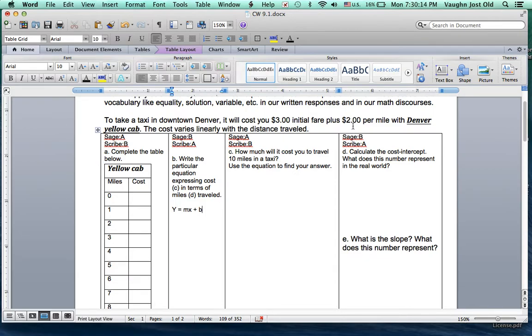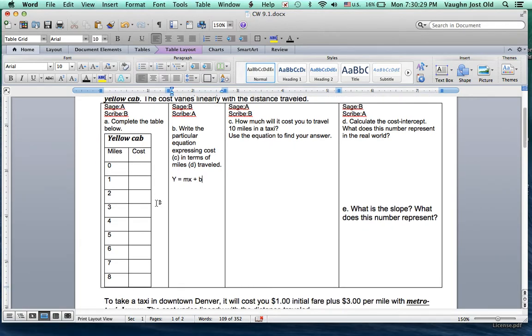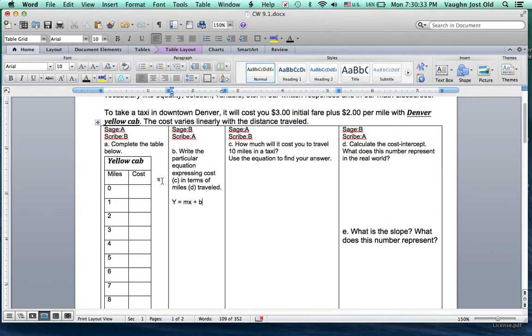Now the $2 per mile fee is going to increase with each mile that we go up. So take a moment to fill out the table. You can hit pause on the video while you do that and see if you can fill in the table based on the initial fare and the $2 per mile charge.